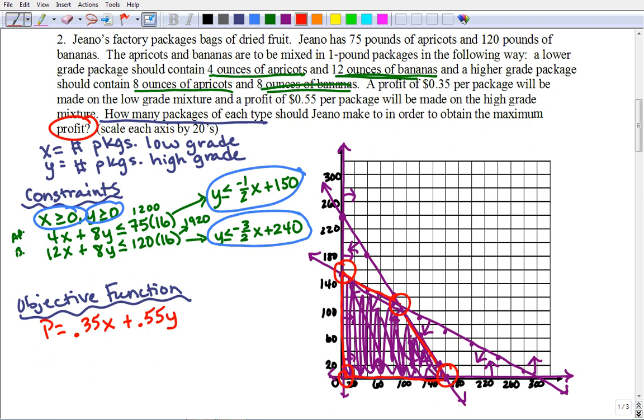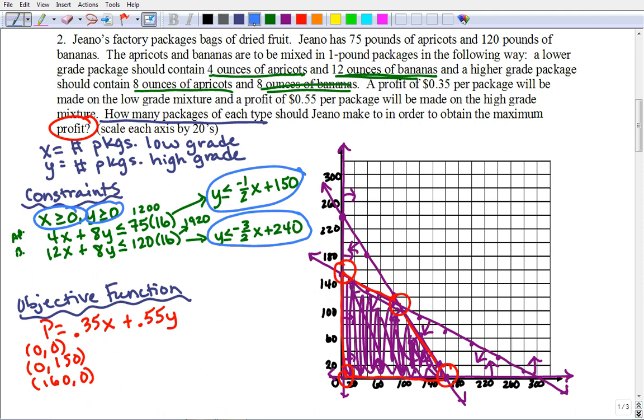Easy ones are 0, 0. Then we've got 0, 150. And we know that's exactly 150 because that y-intercept was at 150. So 0, 150. We have 160, 0. And then for this last one, if you're not really sure where it's at, don't forget you can just take these two equations and set them equal to each other.